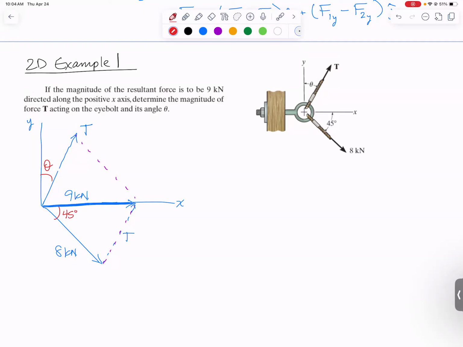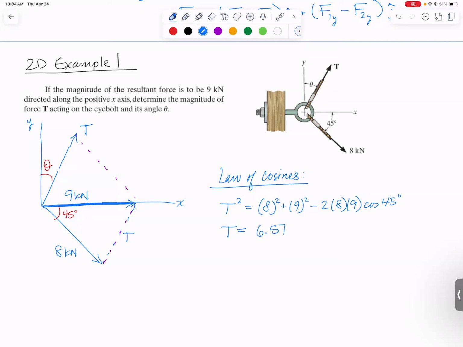So this is great. I actually have a triangle right here where I know a side-angle-side, so I can use law of cosines. Law of cosines says that that missing side, T squared, is going to equal the sides that I know, 8 squared plus 9 squared minus 2 times 8 times 9 times the cosine of the angle between them. Solving for T, we get that T is 6.57 kilonewtons. I rounded that to 3 sig figs.